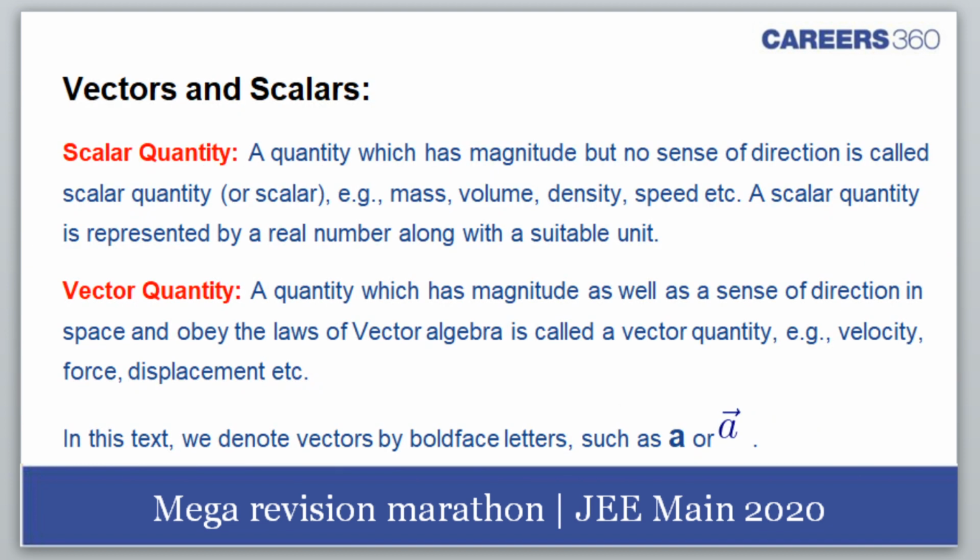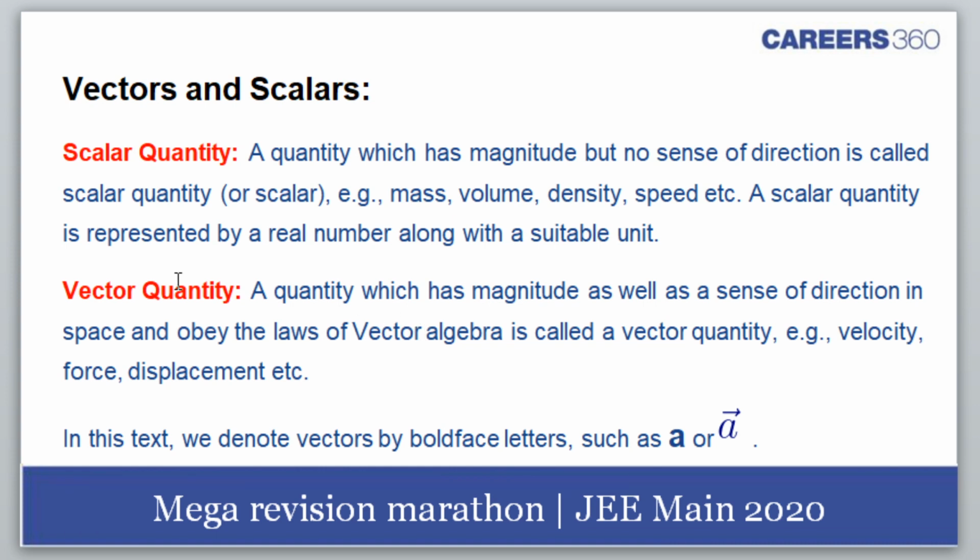Then you know what is the difference between a vector quantity and a scalar quantity. We have read quite a lot in physics, but still let's go about it. A scalar quantity is a quantity which has magnitude but no sense of direction, like mass, volume, density, etc. And scalars in mathematics, we call them numbers. A vector quantity is a quantity which has magnitude as well as a sense of direction in space, and this is very important, it obeys the laws of vector algebra.